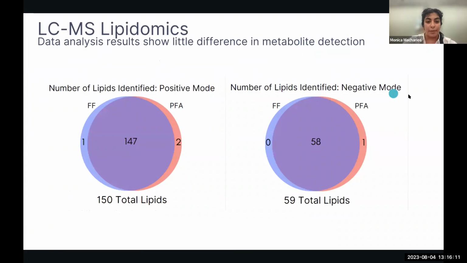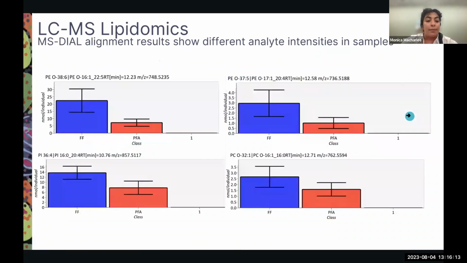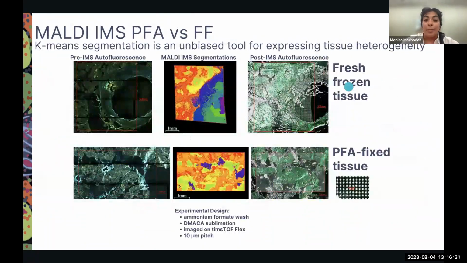Our lipidomics results show very similar metabolite detection, as we see in these Venn diagrams. It's almost 100% similar. And the difference moving from lipid identification to lipid is in intensity. So I have 4 lipids here and they're box plots. And as you can see, the intensity varies moving from lipid to lipid.